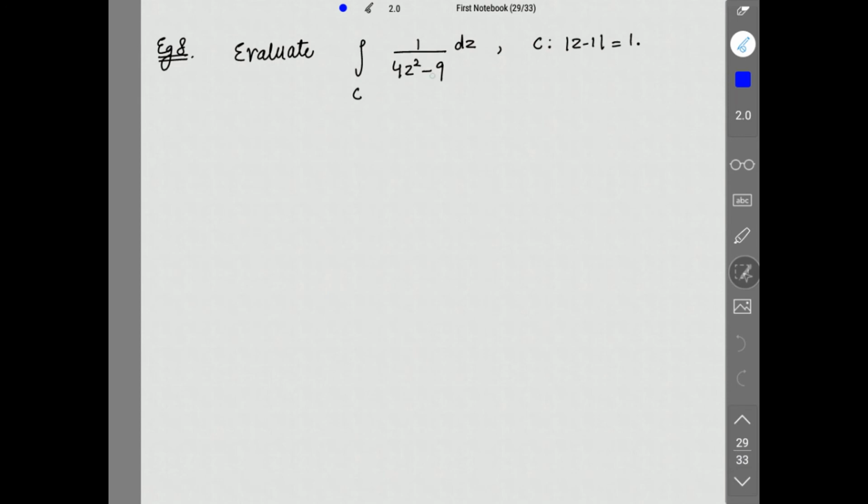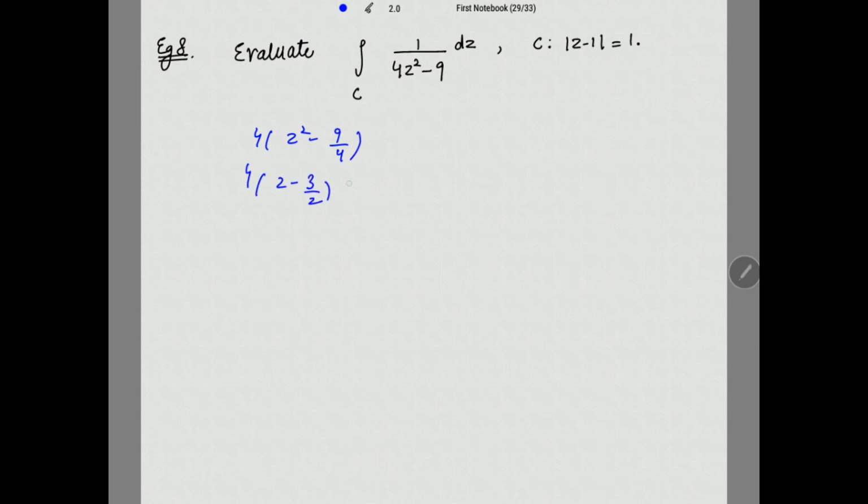Evaluate the integral over C of 1 over 4z square minus 9 dz, and the circle is given as mod of z minus 1 equal to 1. The circle is changed now. Now the circle is centered at 1, not at 0, okay? So first, let's check what our points are. First we take 4 outside, and you will get z square minus 9 by 4. Now what are the points? z minus 3 by 2 and z plus 3 by 2. We have the points 3 by 2 and minus 3 by 2.